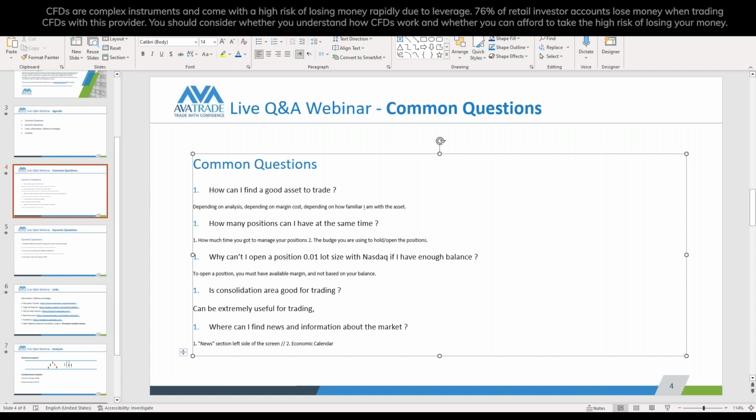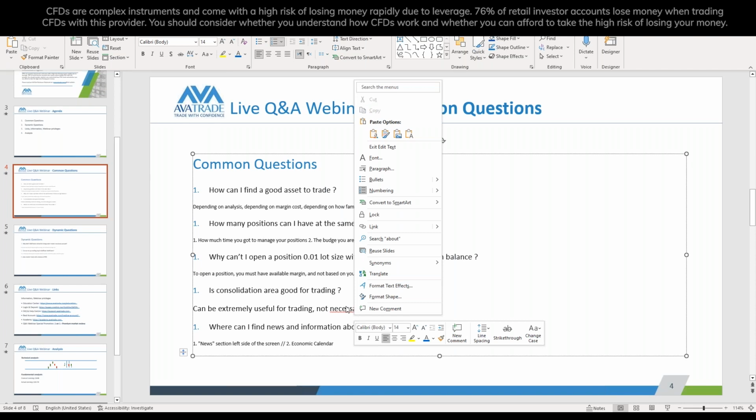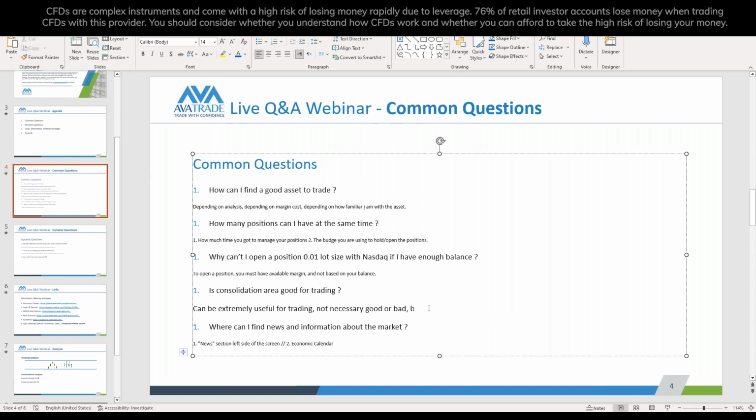Not necessarily good or bad, but it could indicate a good place to enter a trade.